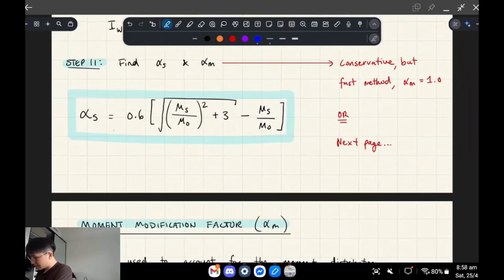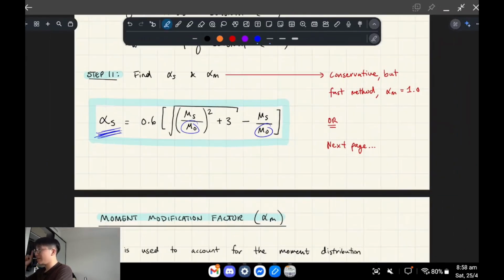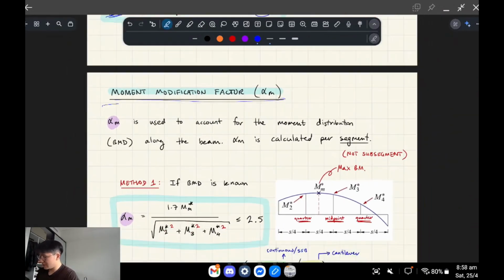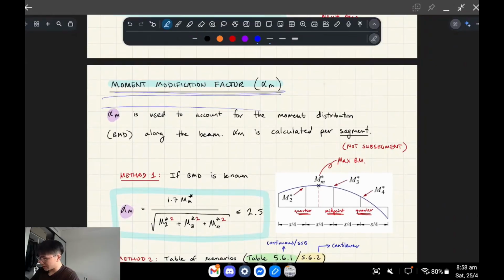You find your reference buckling moment, and then you get alpha S. Alpha S is your slenderness reduction factor in flexure, okay? And the moment modification factor, again, is to do with the bending moment diagram. So this is all for flexure.